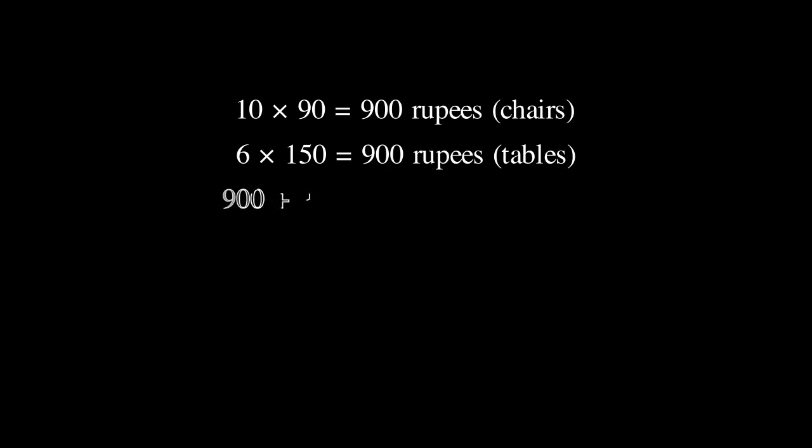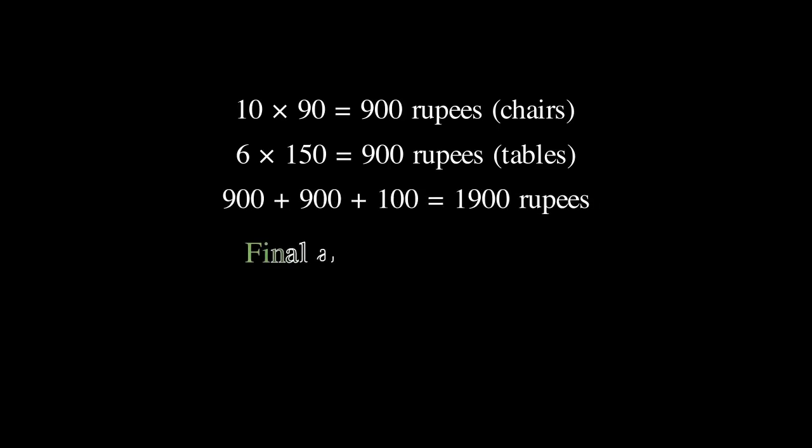10 chairs at 90 rupees each gives 10 multiplied by 90, which is 900 rupees. 6 tables at 150 rupees each gives 6 multiplied by 150, which is 900 rupees. Now we add the chairs, the tables, and the transport charge together. 900 plus 900 plus 100 gives 1,900 rupees.